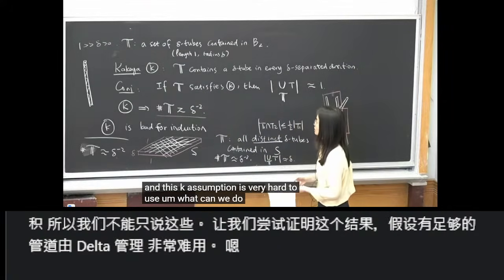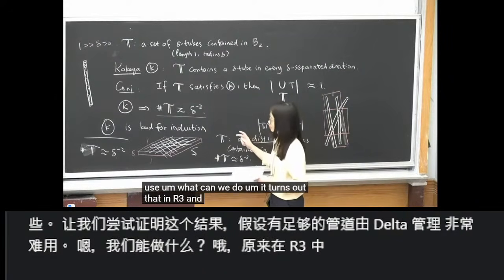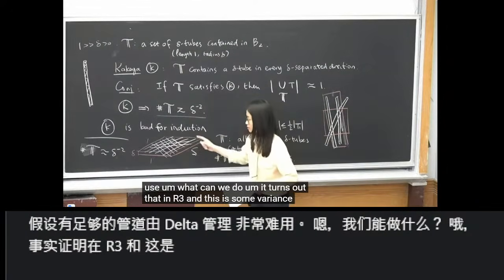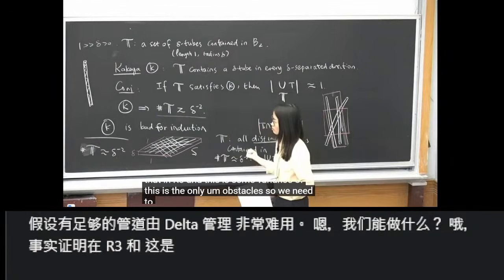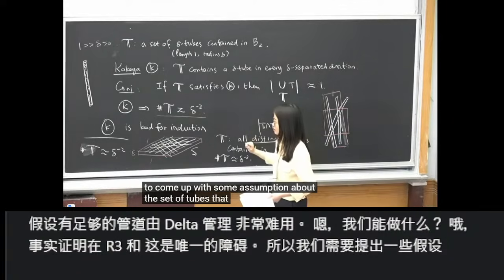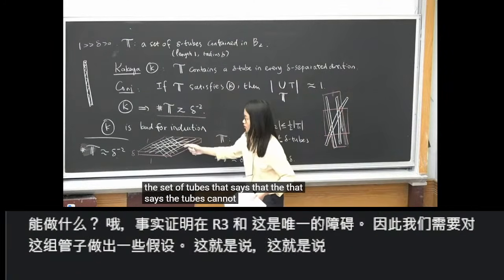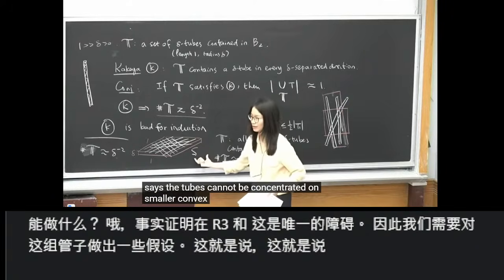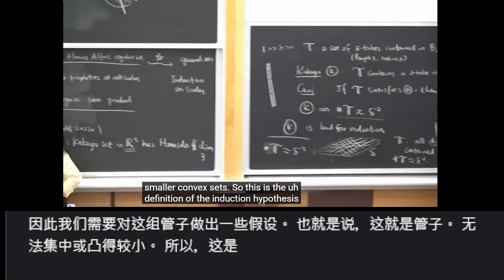What can we do? It turns out that in R3, some variant of this is the only obstacle. So we need to come up with some assumption about the set of tubes that says the tubes cannot be concentrated on smaller convex sets. So this is the definition of the induction hypothesis we are going to use.